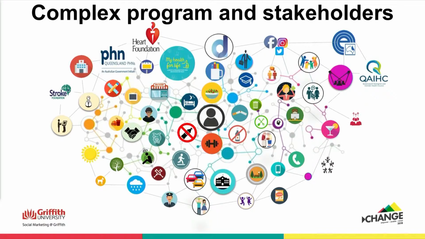Haruka made me a lovely map that looks a bit like the Foresight obesity map. This is a really complex program with a lot of stakeholders.